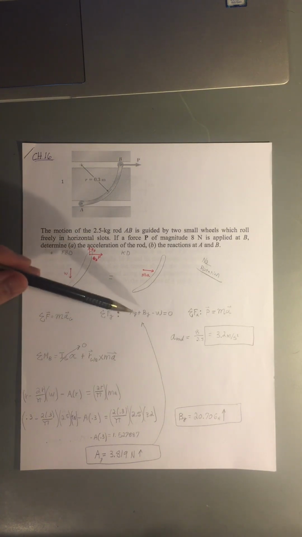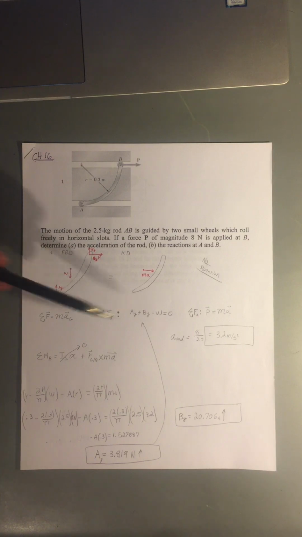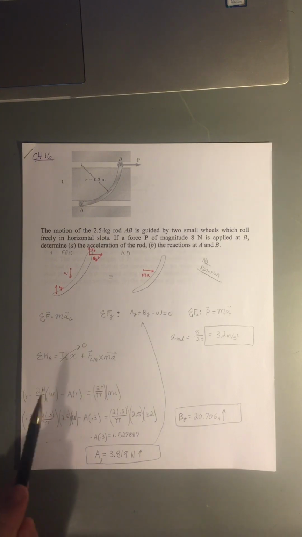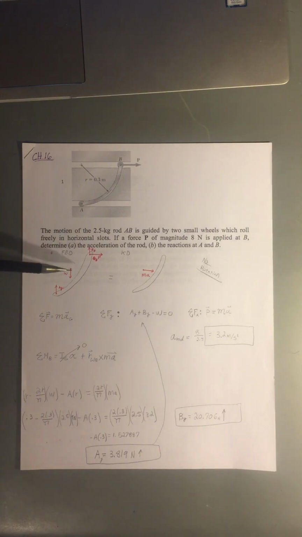For part B, to find these two reactions, since we have extra unknowns here, I went to our moment equation. And I decided to take a moment at B here because that would eliminate the most of the forces here. It would eliminate P and By. And so looking at the moment equation here, we know that this is not rotating, so this term would be 0. And so looking at the moments, we need to have a moment for W and Ay.